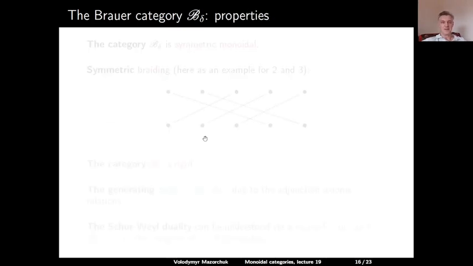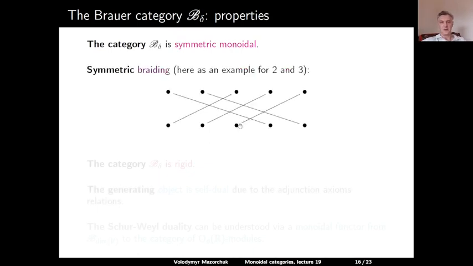From this definition, one can deduce that this category is symmetric monoidal. So the symmetric braiding is given by the following diagrams. So this is an example of the symmetric braiding for V tensor squared tensored with V tensor cubed. So this is the diagram which gives a symmetric braiding for this monoidal category.